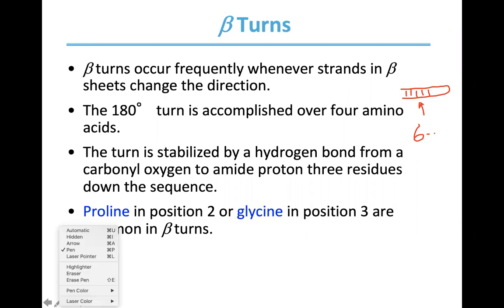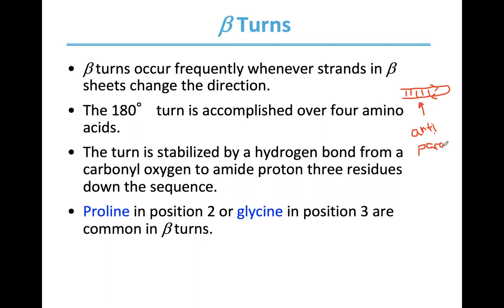Who can tell me? Is this a parallel beta sheet? Anti-parallel. Anti-parallel. So this one is going in this direction, then I turn around, and this one is going in this direction, right? So this will be anti-parallel. So anti-parallel beta sheets often include a small segment known as beta turns. And you have to have those, right? Because you have to be able to turn around.